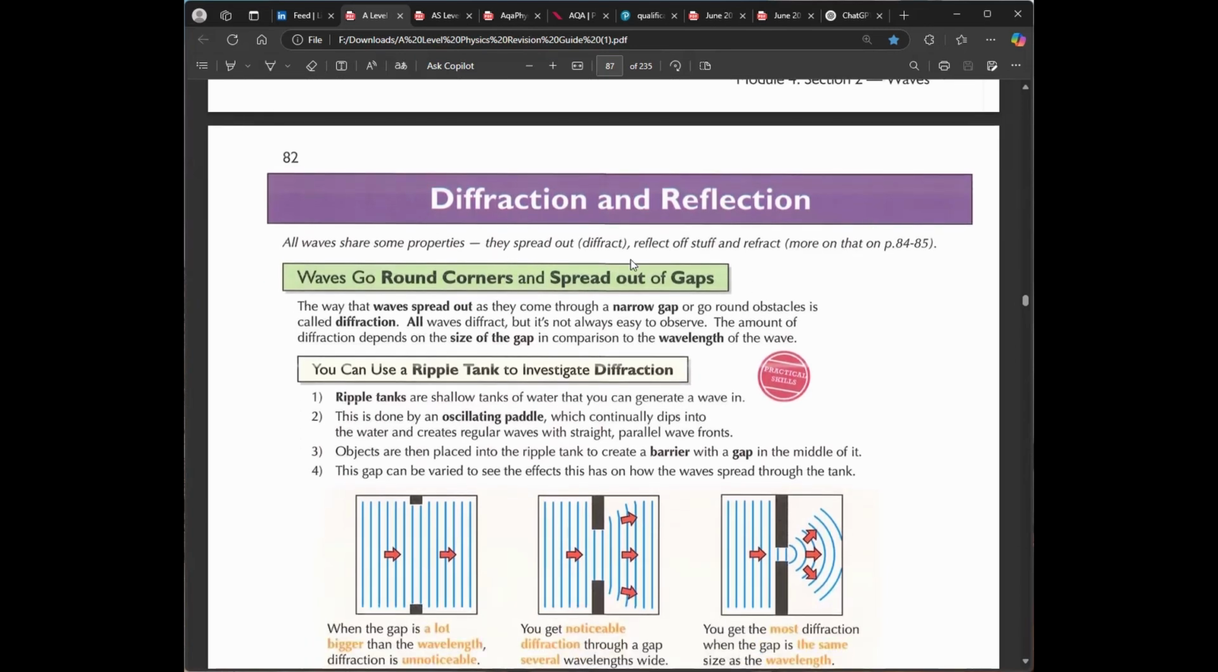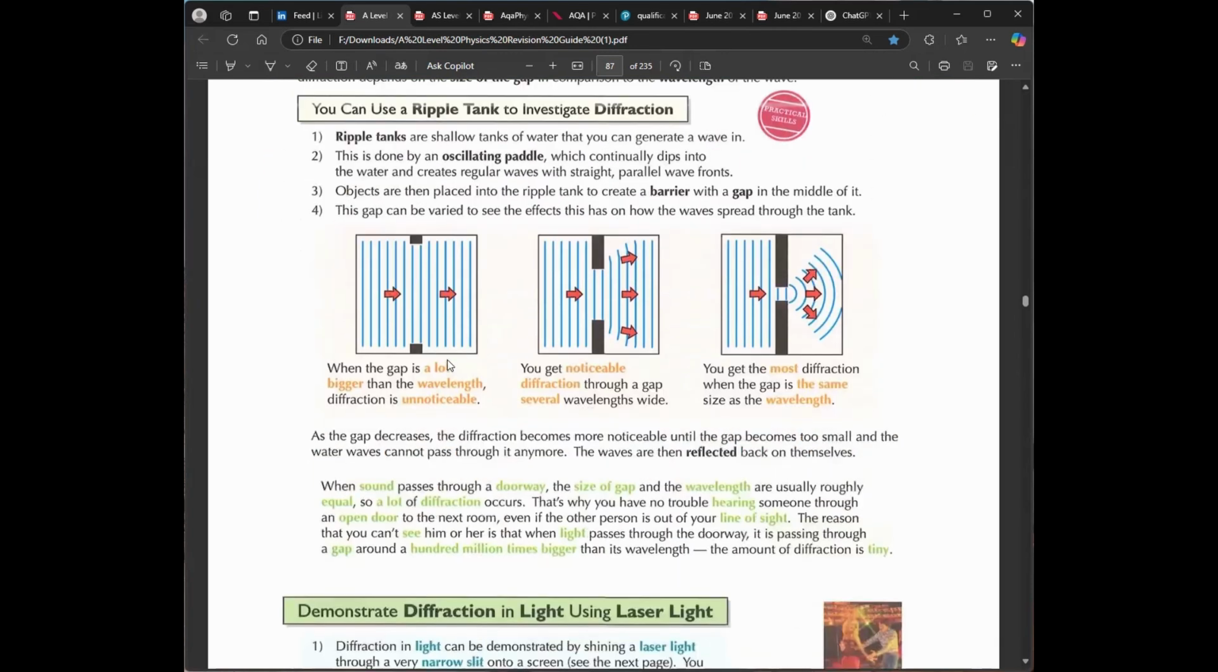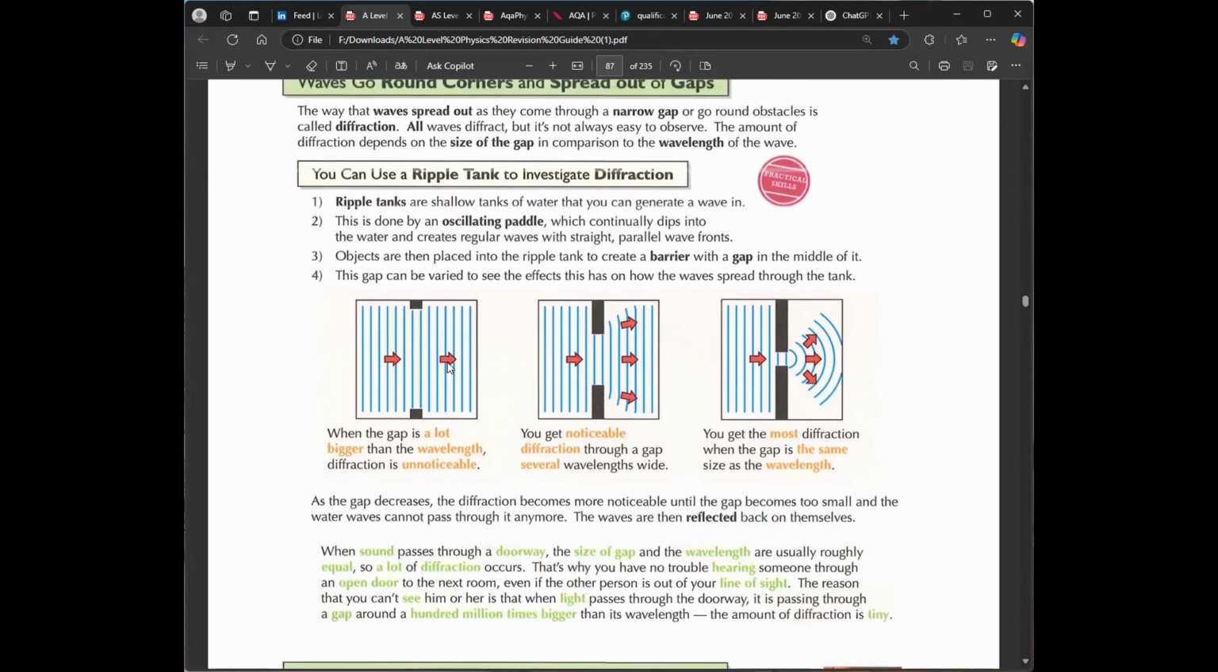So, diffraction and reflection. Diffraction is when light passes through a small slit, or passes around a corner, and it basically expands. That is called diffraction, and that is a wave property. They have shown a ripple tank, and they are trying to demonstrate how diffraction works. When the gap is big, obviously the diffraction will be unnoticeable.